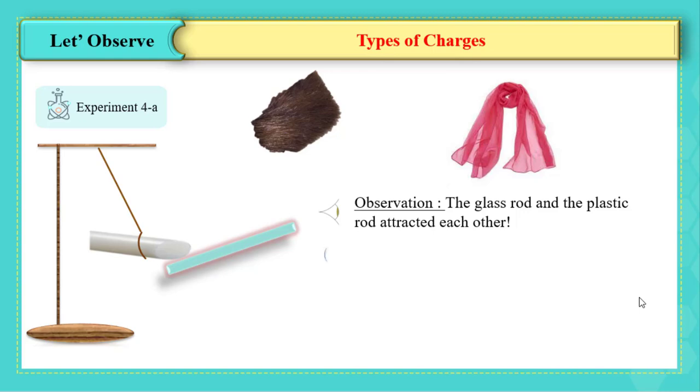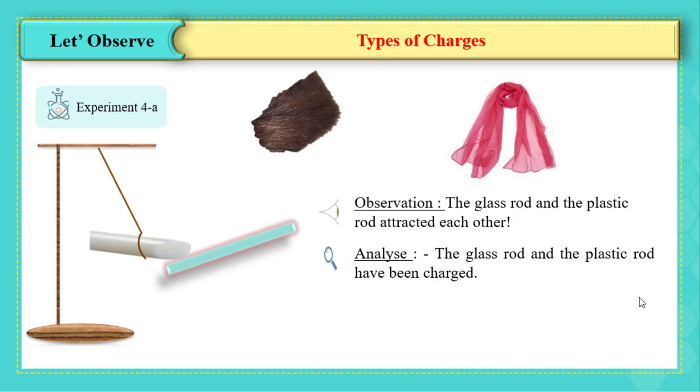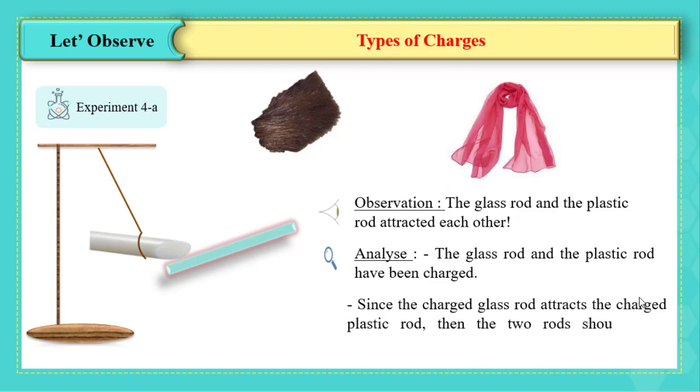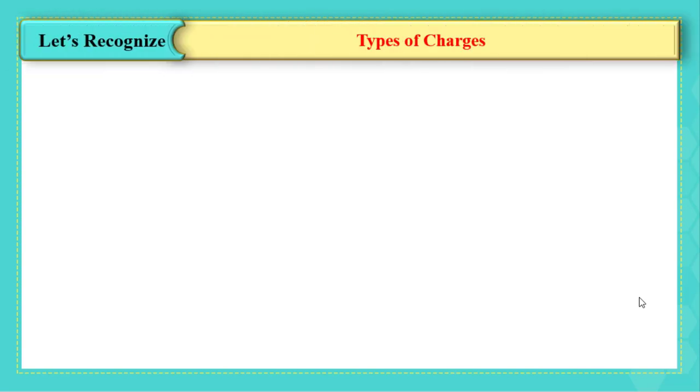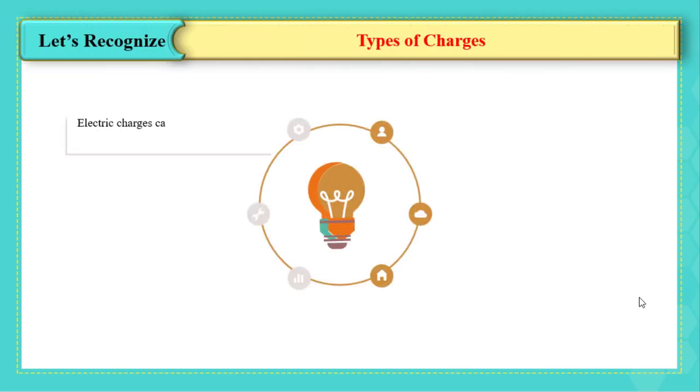We analyze here that the glass rod and the plastic rod have been charged. And since the charged glass rod attracts the charged plastic rod, the two rods should have different types of charges. Now let's recognize: electric charges can appear by friction.